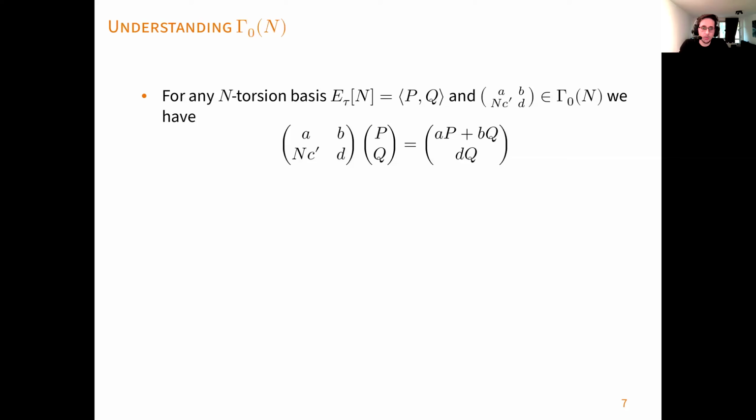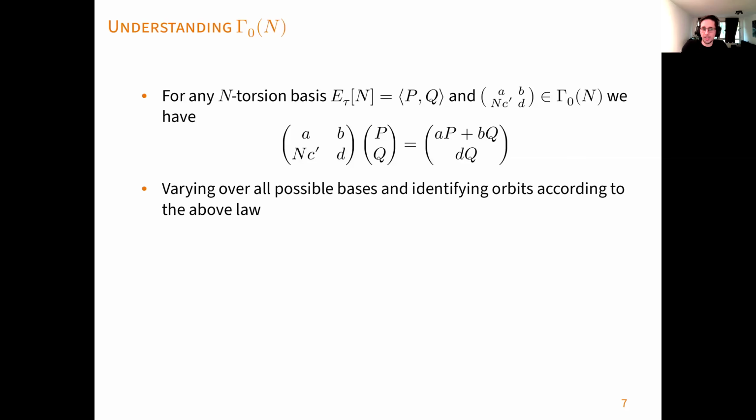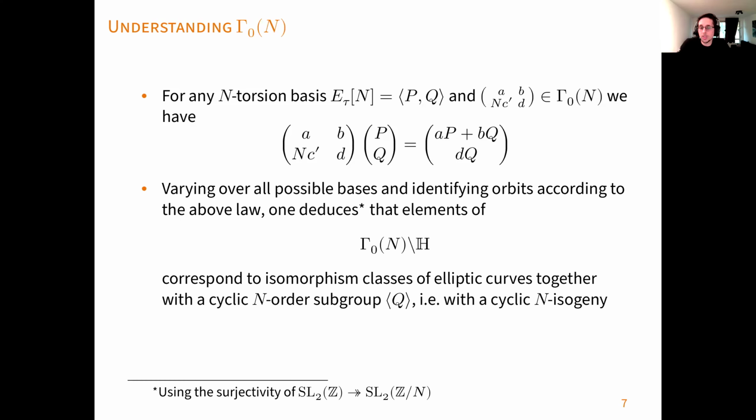This is the reason why, when we vary over all possible bases of n-torsion and identify orbits according to this above law, one can deduce from this that the elements of this orbit set of gamma 0n, or of the half plane with respect to gamma 0n, correspond to isomorphism classes of elliptic curves together with this n-order subgroup, the cyclic n-order subgroup generated by Q that we see getting fixed in the second component under this above action.